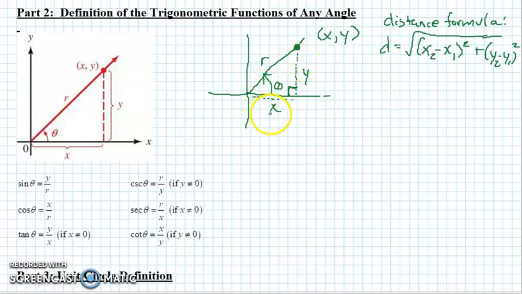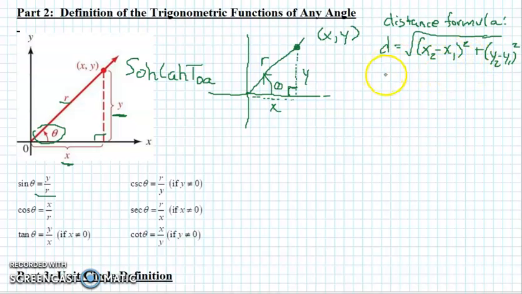So now we can think of it in terms of good old SOHCAHTOA, the right triangle definition. Relative to this angle theta, sine is opposite, which is y, over hypotenuse, r. So that's what I have here. Cosine would be adjacent, which is x, over hypotenuse, which is r. And then tangent would be opposite over adjacent, y over x. Okay, and then your reciprocals.